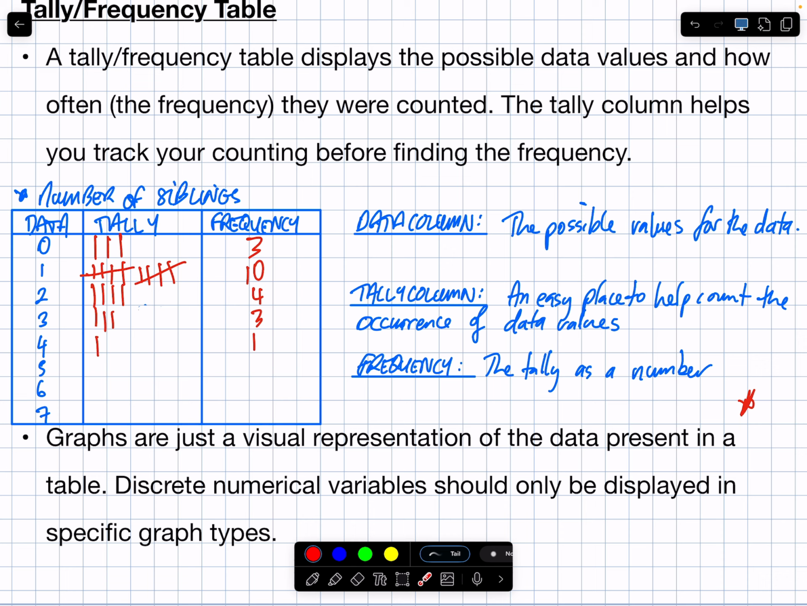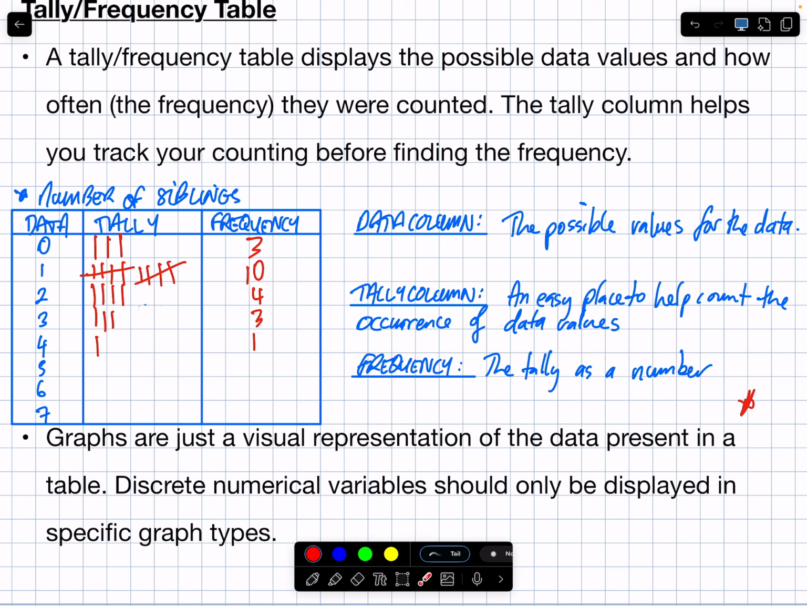Having taught for a while, whenever I teach statistics, I get a bunch of kids that think it's just mean and mode and I can draw whatever graph I want. It's not like that. Only certain types of data can go into certain types of graph. So I'll leave that there.